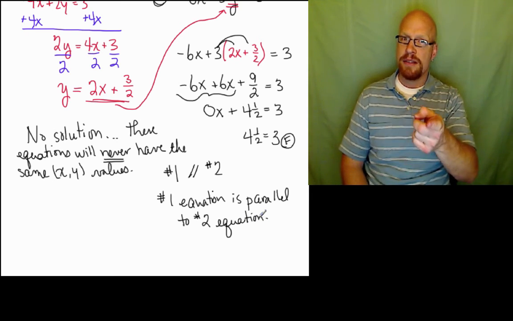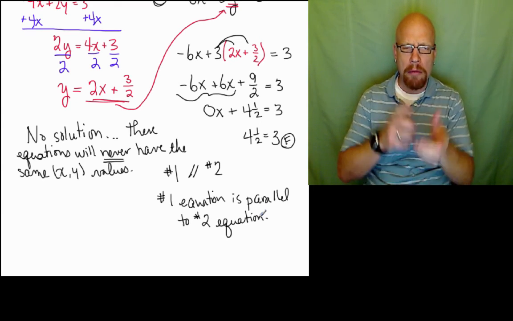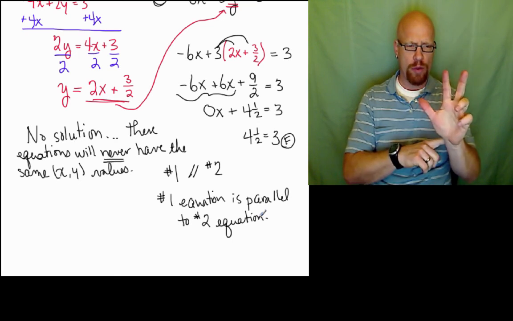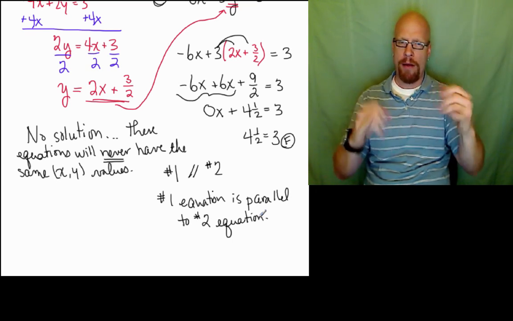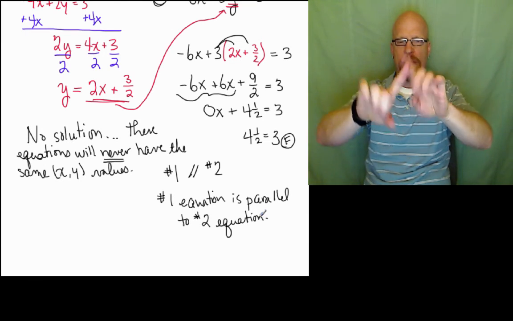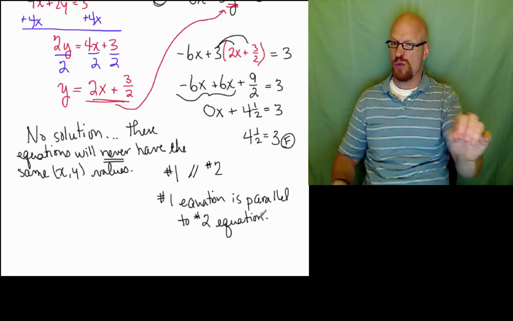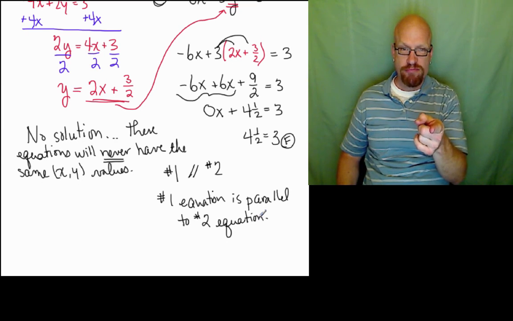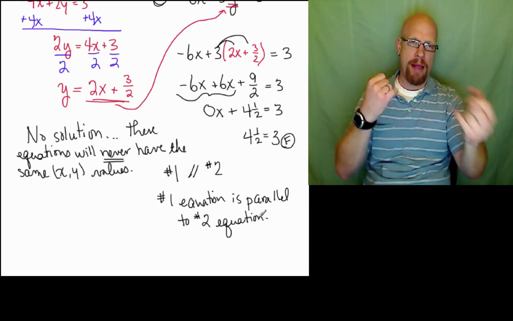So, as you can see, the x term disappeared. So we have 4.5 equals 3, which is false. That means that these two lines will never touch and will be parallel, and are parallel forever. So there's no solution for this system. Line 1 is parallel to line number 2.